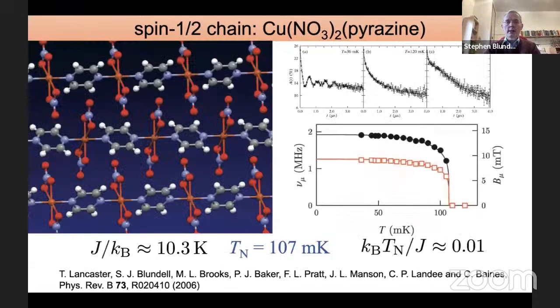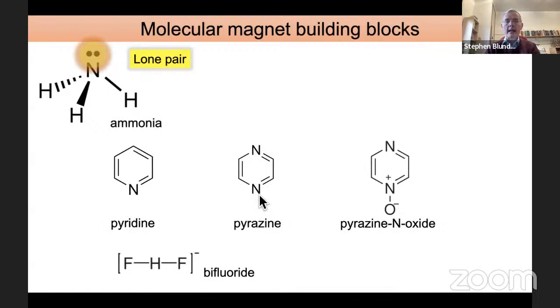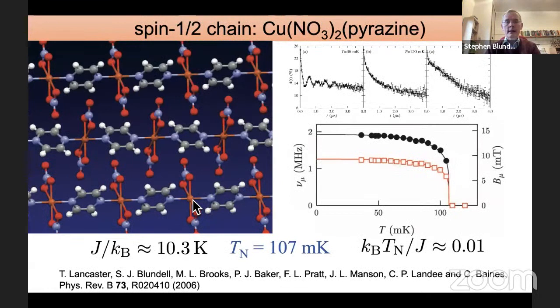So pyrazine, this molecule here that has a lone pair on either end, can be used to stick together copper ions. So you have copper, and then you have pyrazine in between. And that makes a very good one-dimensional chain material. And using MuSR, we were able to show that this orders at 100 millikelvin. And the J along the chains is 10 Kelvin. So this is really a very anisotropic system because the ratio of the Néel temperature to J is of the order of 10 to the minus 2. So this is a very anisotropic material.